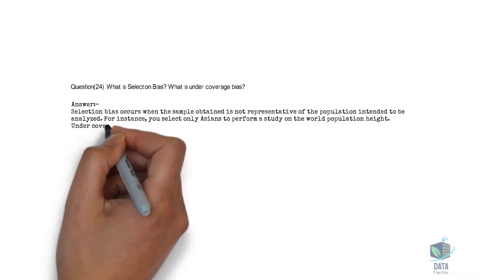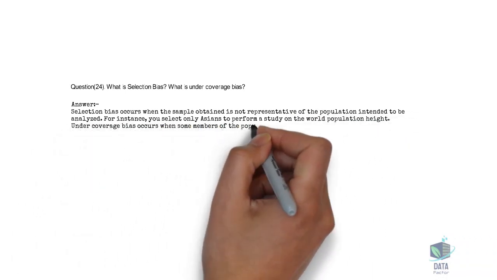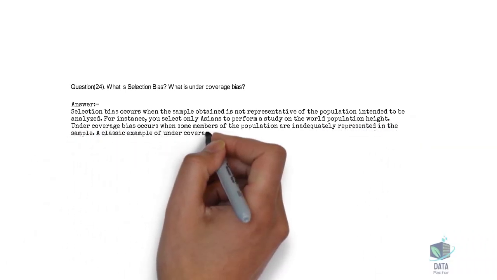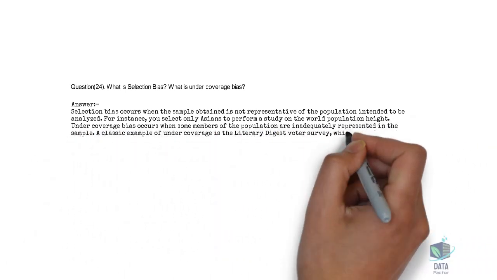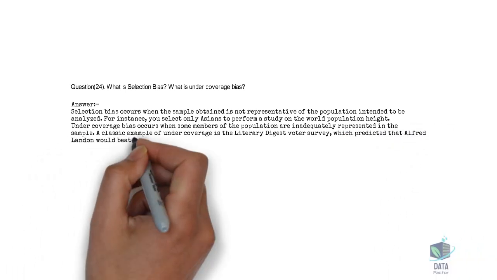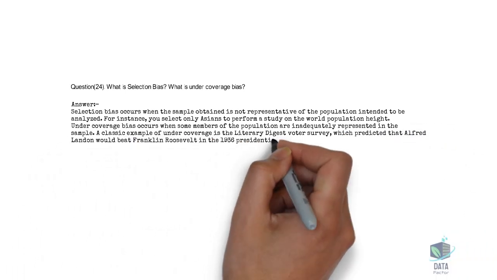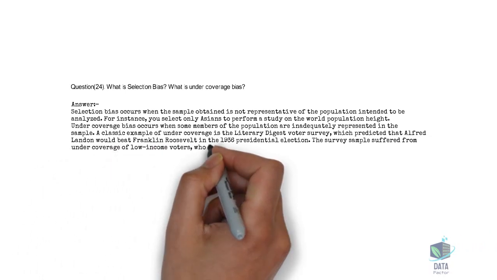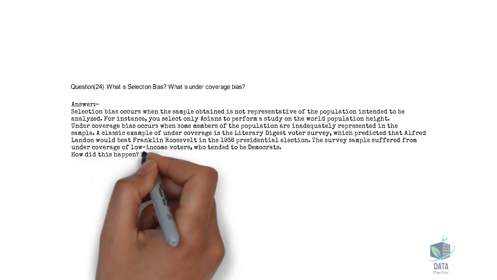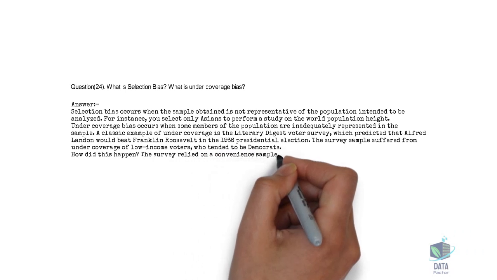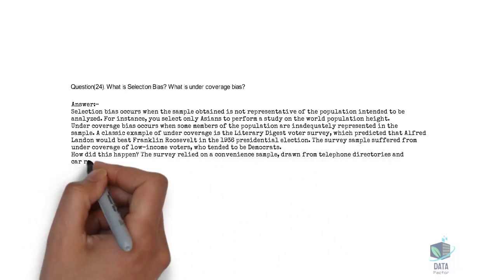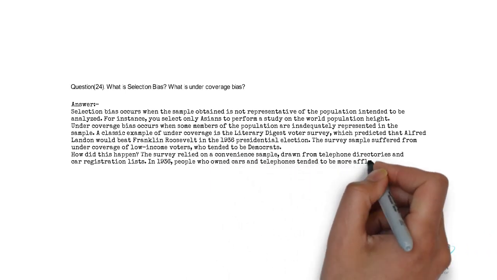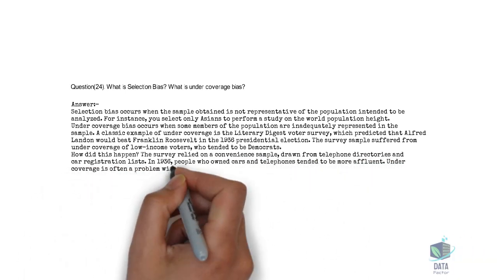Undercoverage bias occurs when some members of the population are inadequately represented in the sample. A classic example of undercoverage is the Literary Digest voter survey, which predicted that Alfred Landon would beat Franklin Roosevelt in the 1936 presidential election. The survey sample suffered from undercoverage of low-income voters who tended to be Democrats. How did this happen? The survey relied on a convenience sample drawn from telephone directories and car registration lists. In 1936, people who owned cars and telephones tended to be more affluent. Undercoverage is often a problem with convenience samples.